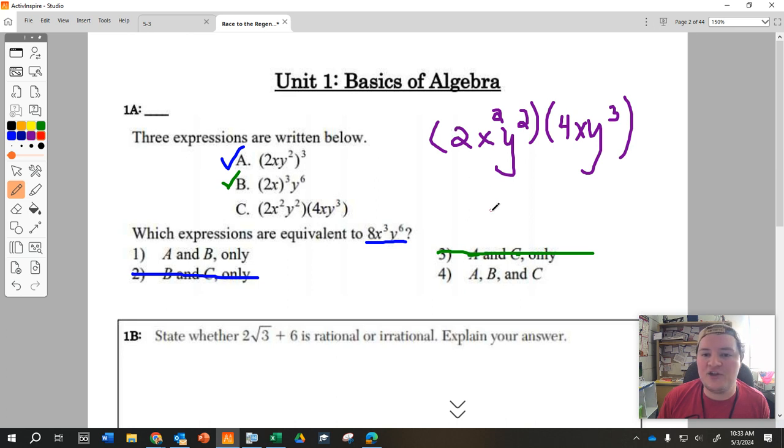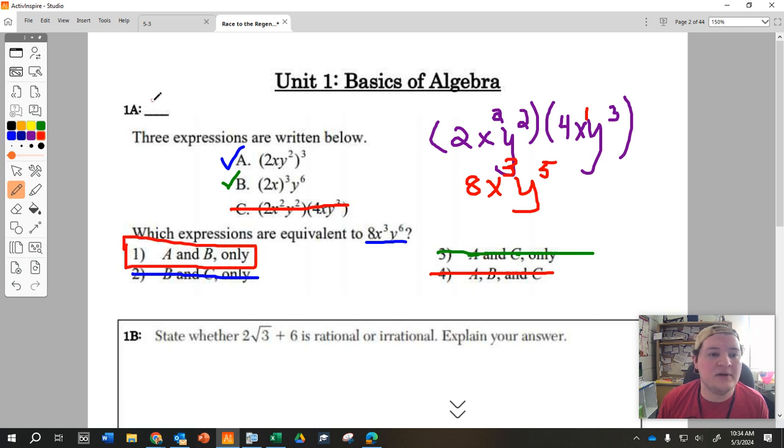So 2 times 4, the big 2 and the big 4, is 8, which is good. I need 8. Now, since we're just multiplying, we're not distributing, we just add the exponents. X squared, x to the invisible 1, 2 plus 1 is 3. I end up with 8x to the third. Remember, we're just multiplying the bases, so we add the exponents. We don't multiply the exponents. Y squared times y to the third, add the exponents, would give you 5. A common wrong answer would give you 6, which would actually make that the answer. But 8x cubed y to the fifth does not match the one they gave me. C does not work. The answer has to be A and B only. Choice 1.